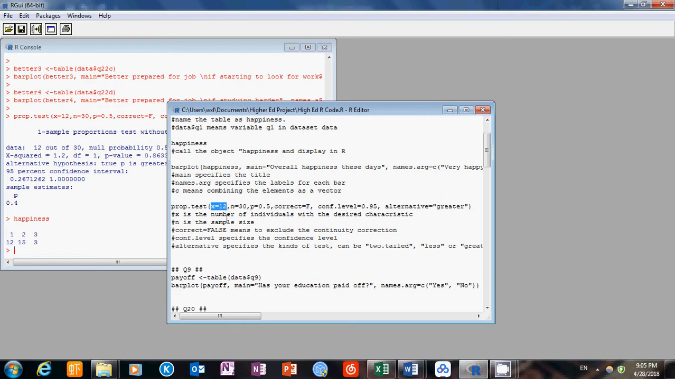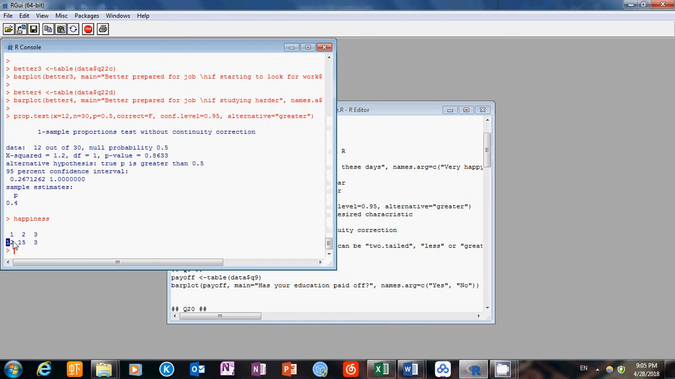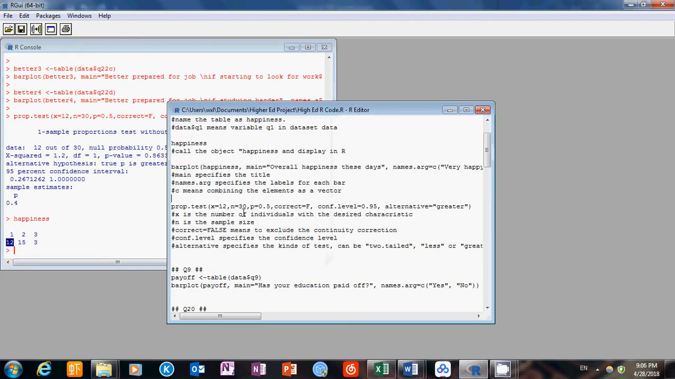So you can see here we have to specify x. So x equals 12. That'll be the number of individuals in the dataset who have the characteristic that we desire. And we know that we want to know the proportion of people who are very happy. So there are 12 people in the dataset that choose very happy. So x equals 12 here. And then we specify the sample size, which is 30. And then we tell R the null hypothesis for the population proportion here is 0.5. So we're testing whether the proportion is 0.5 or not. So that's the population proportion, p equal to 0.5.